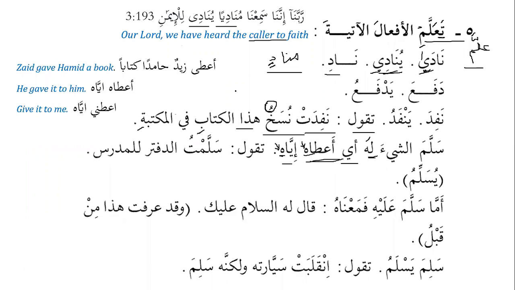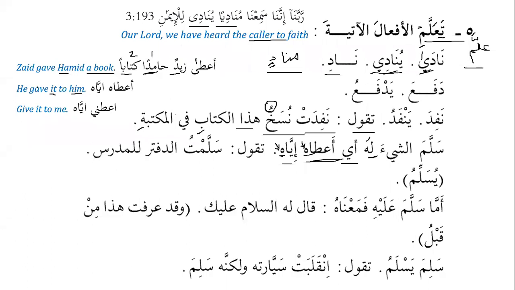Now let's look at the example here. A'ta Zaydun, Zayd gave Hamidan, Hamid kitaban, a book. So as we can say that this is al-maf'ul al-awwal and this is al-maf'ul al-thani. So Zayd gave Hamid a book. And if you want to say he gave it to him, now we are using pronouns, we will say a'tahu iyahu.